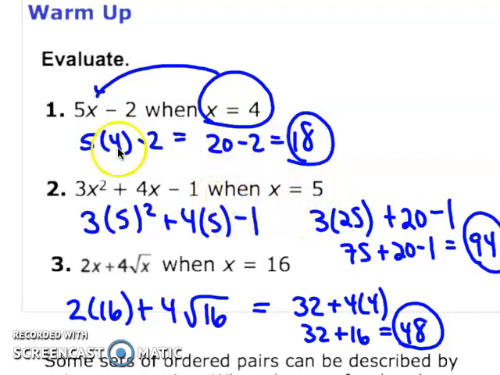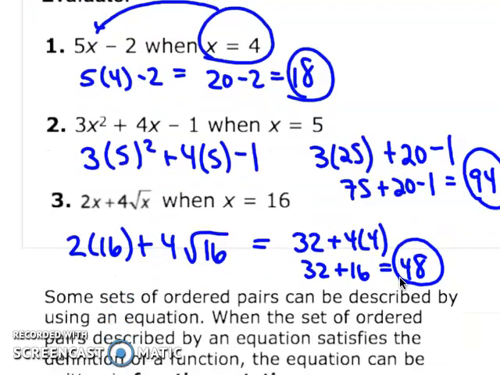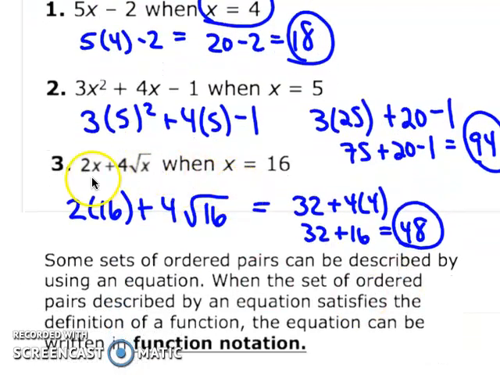2, we're going to plug in 5. So 5 squared, 4 times 5 minus 1, we get 25 times 3, which is 75, plus 20 minus 1, which is 94. Plug in 16, we get 2 times 16 plus 4 times square root of 16. That is 32 plus 4 times 4, which is 16, which is 48.